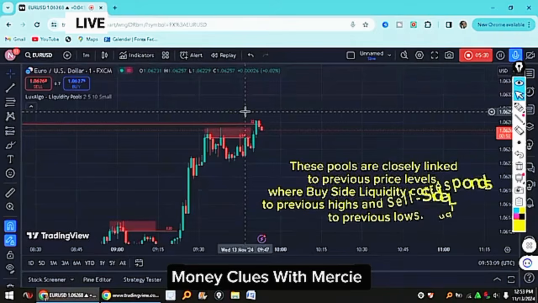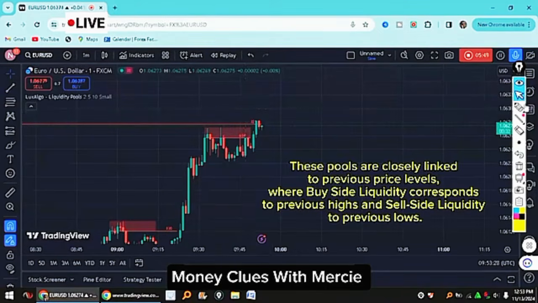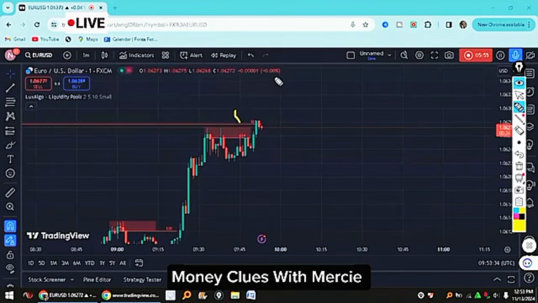So these pools are closely linked to previous price levels. That is what you're supposed to know, where buy side liquidity corresponds to previous highs and sell side liquidity to previous lows. We've really talked about these types of liquidity, the buy side liquidity and the sell side liquidity. And basically, guys, you're watching again what is going to happen. Are sellers in control again?